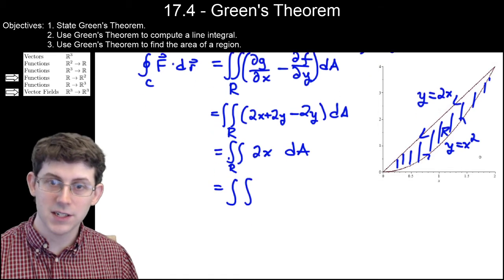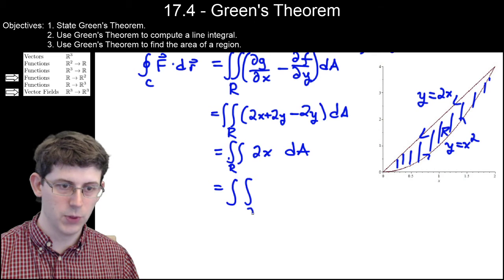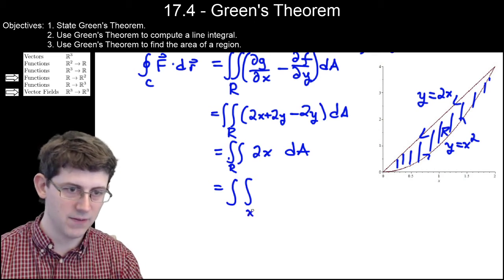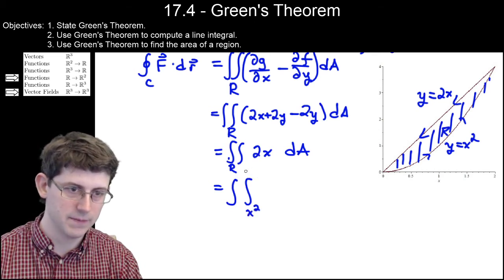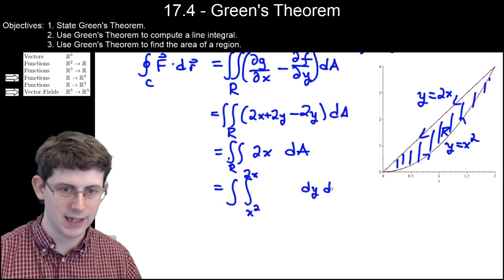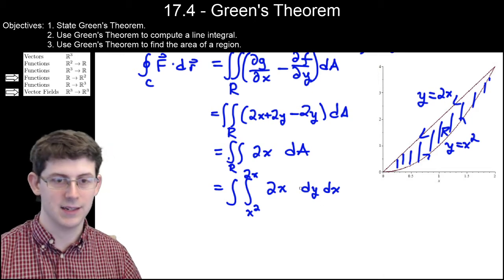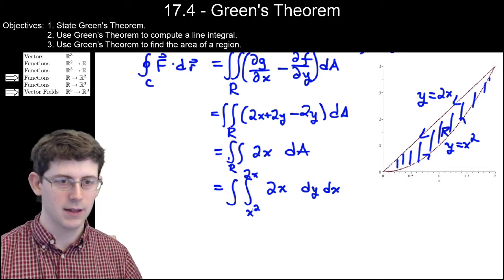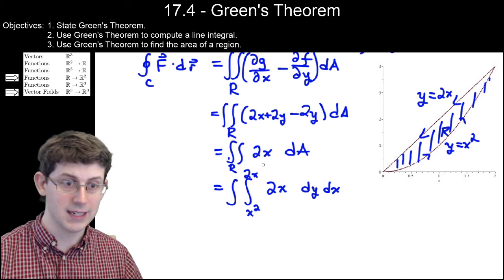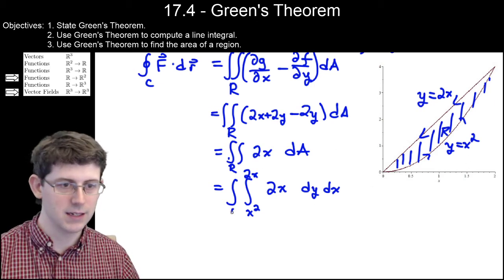Since I have y as a function of x, it's going to be easiest for me to put those functions as the bottom function and the top function. So I'll have dy dx. I'll let dA equal dy dx. That's my order that I'll choose. The y bounds are the bottom function and the top function. The x bounds are the lowest number x and the highest number x, which is 0 to 2.